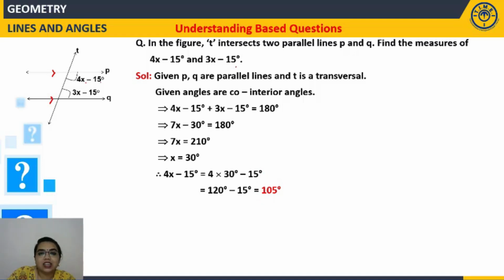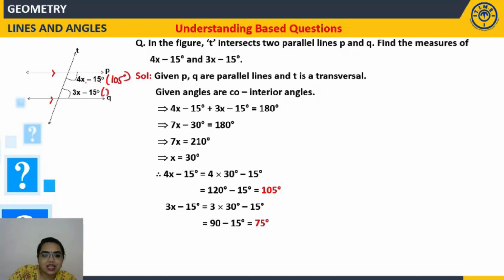Next, 3x minus 15 degrees. 3 into 30 minus 15. That is 90 degrees minus 15 degrees. That is how much? 75 degrees. So this angle is 105 degrees and this angle is 75 degrees. That's it. Right. Next, let's move ahead to the next question.